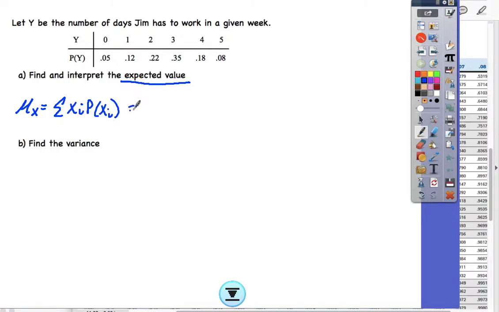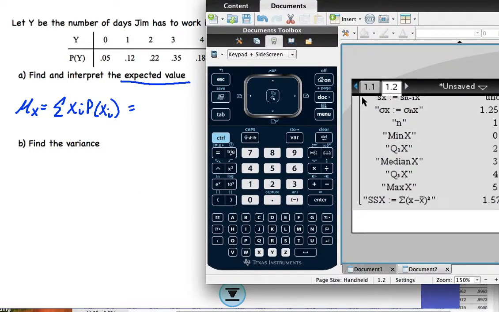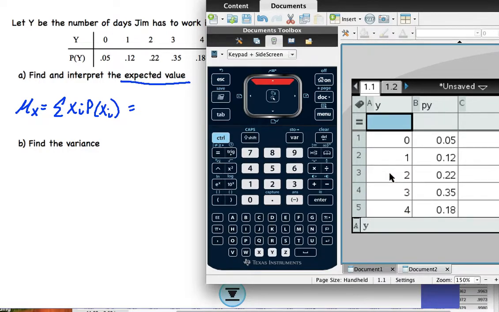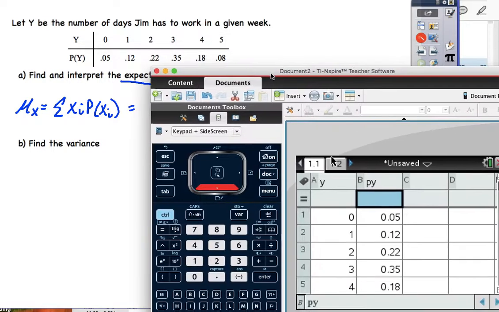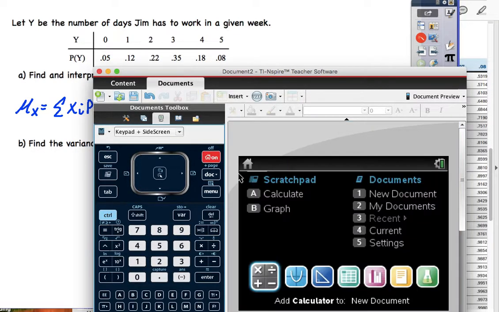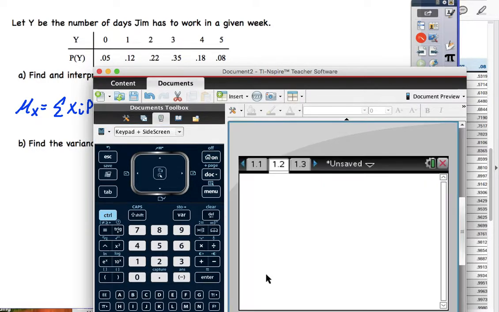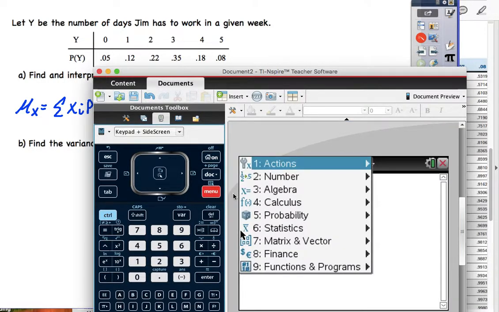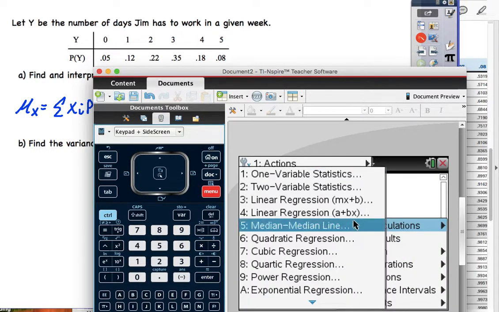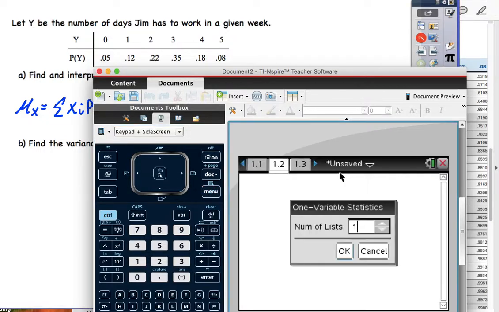Then what I'm going to do is type this data into my calculator, which is right here. I typed it into 2 lists, labeled Y and PY. There's the data right there. After I get the data typed in, I'm going to go to a blank page and do Menu, Statistics, Stat Calculations, One Variable Stats.